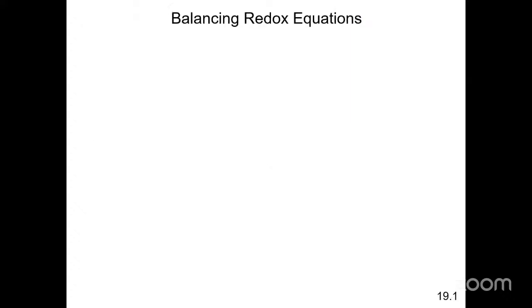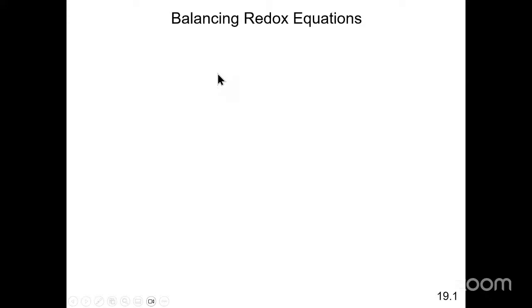Okay, so let's talk about balancing redox equations. And again, this is something you should have learned in your General Chemistry 1 lecture. I certainly covered it in General Chemistry 1. So if you were in my General Chemistry 1 class previous to this, then this should look somewhat familiar.